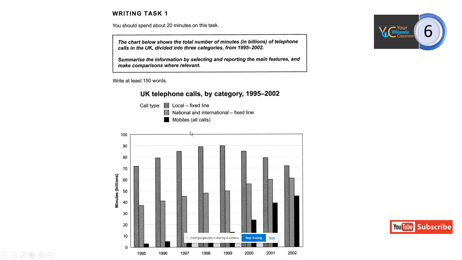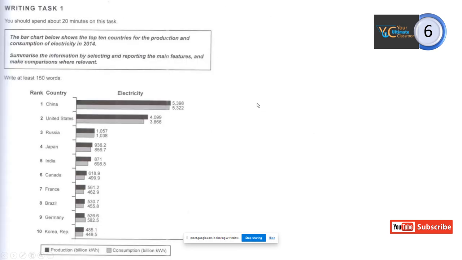So this is a bar chart and it's similar to the first one. But the parameters in here are different, though the same format applies. This is another bar chart, which looks quite confusing, but it has the same format. And here you have to report the main features and you give comparison where relevant. You can see it states in the question: report the main features and then make comparisons.